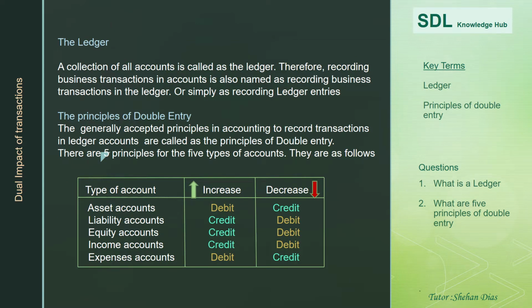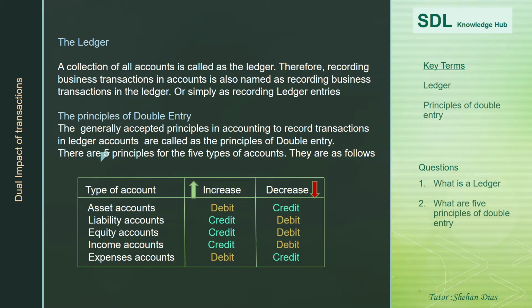The ledger. The ledger is the place of collection of all the accounts. Therefore, recording business transactions in accounts is also called recording in the ledger, or we say ledger entries. Principles of double entry. The generally accepted principles in recording transactions in the ledger is called the principles of double entry. Since there are five types of accounts, there are five principles.